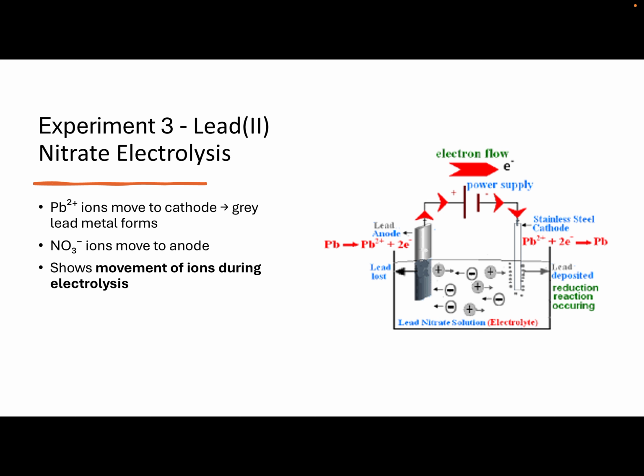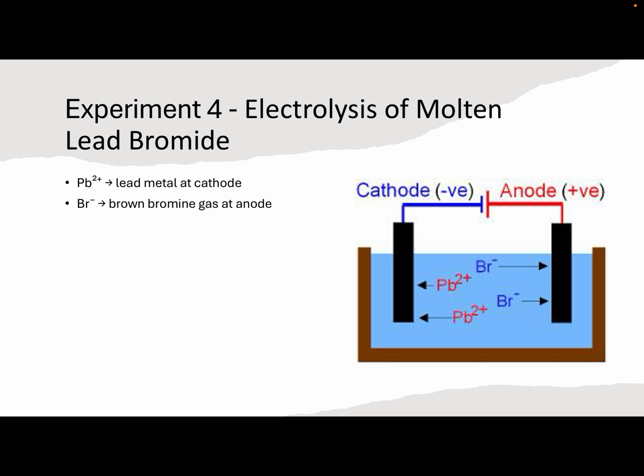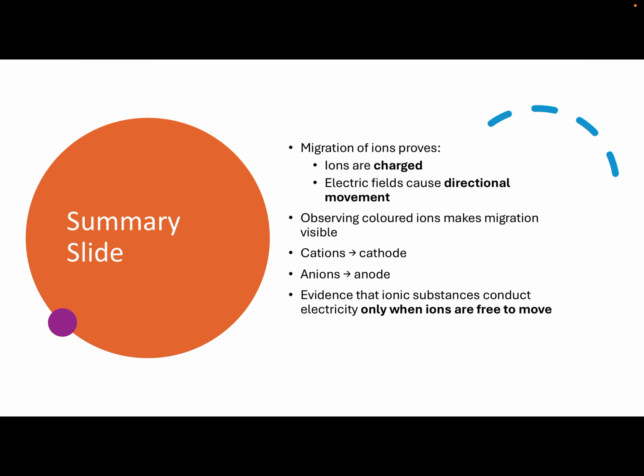Here are some other experiments showing ion movement. Those other experiments also demonstrate the migration of ions. For example, during the electrolysis of molten lead bromide, lead ions move to the cathode, where lead metal forms, and bromide ions move to the anode, where bromine gas is produced. These experiments further support the idea that ions move in an electric field.